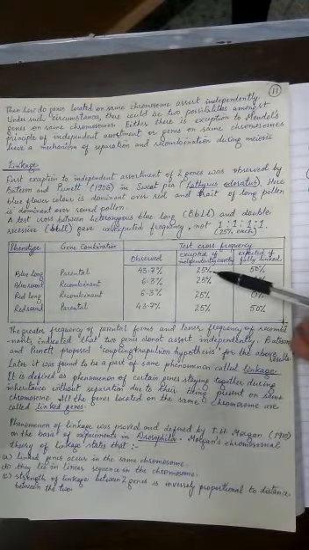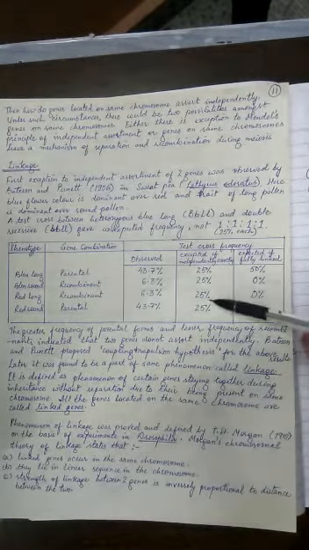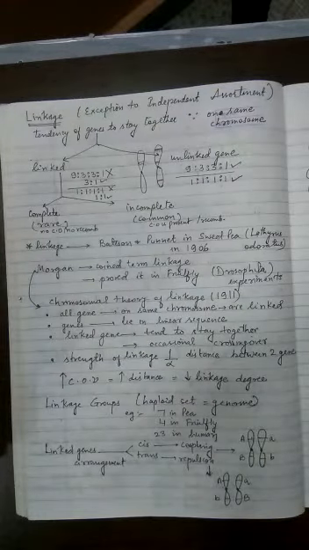If it is completely non-linked, it will be a 1:1:1:1 ratio. I hope it's getting clear. We'll continue this topic in the next class.